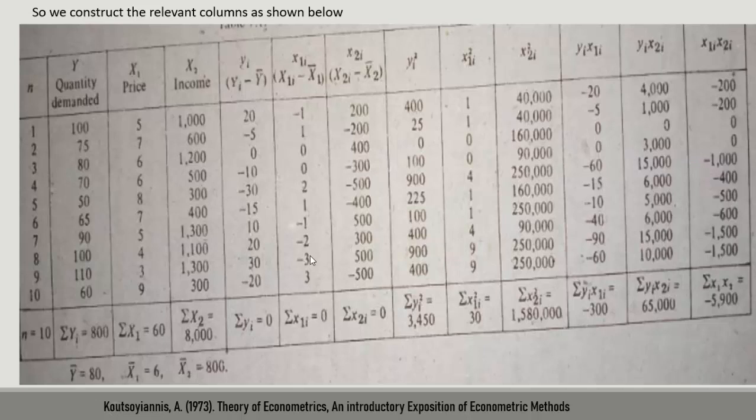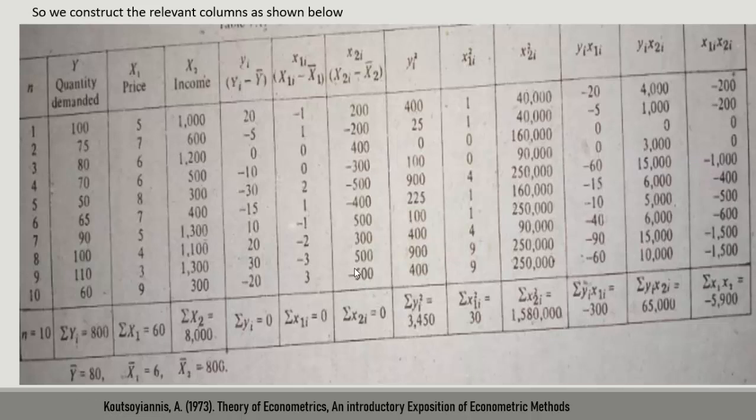After constructing the column for x1, we proceed and find the column for small x2, which is x2 minus x2 bar. In this case, we will subtract the x2 bar, which is 800, from each observation given in the column for income x2. So subtracting the 800 from the first observation, we get 200. When we subtract it from 600, it is minus 200. 1200 minus 800, 400, and so on. So it becomes the column of small x2.